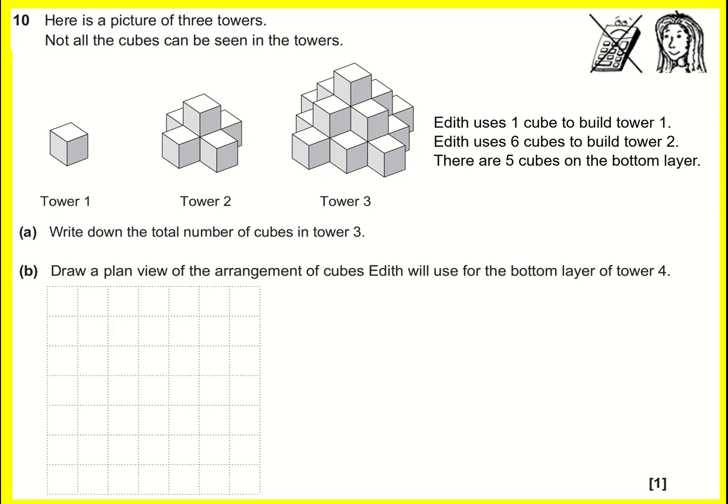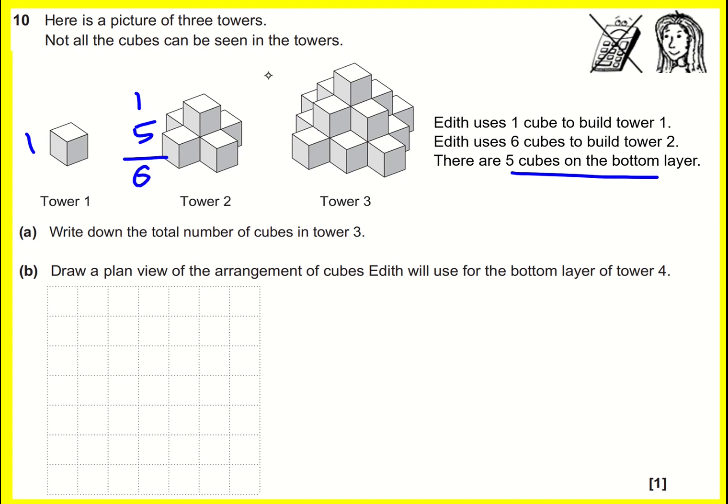This is quite a tricky question on sequences, in my opinion. Write down the total number of cubes in tower 3. Well, I'm going to take it step by step, and I'm actually going to work out tower 1 first of all. So I've just got 1. And then for tower 2, I've got 1 at the top, and then I've got 5. It does tell me there's 1 underneath. I've got 5. So in total, I've got 6.